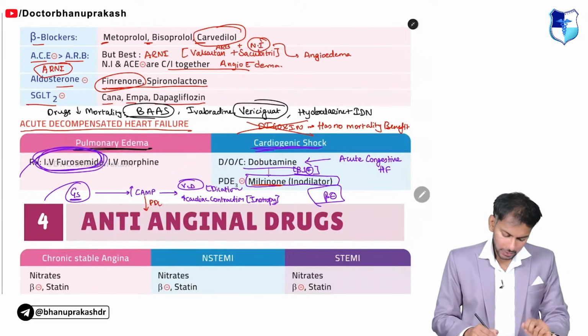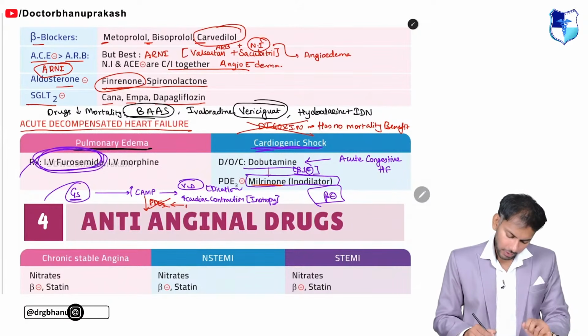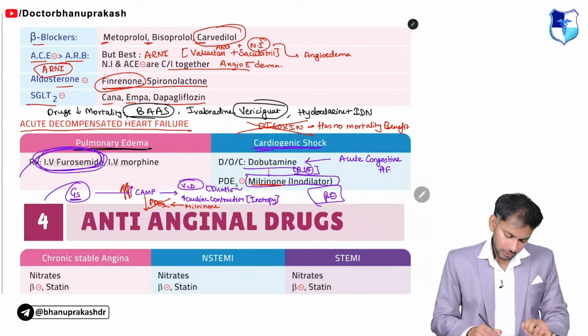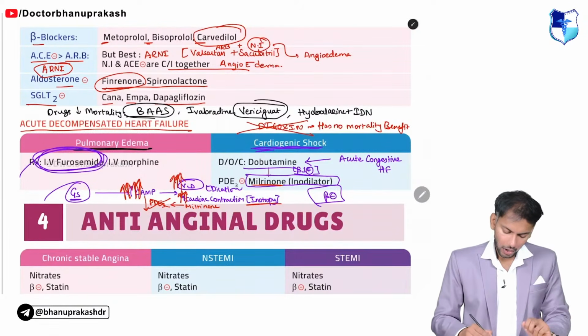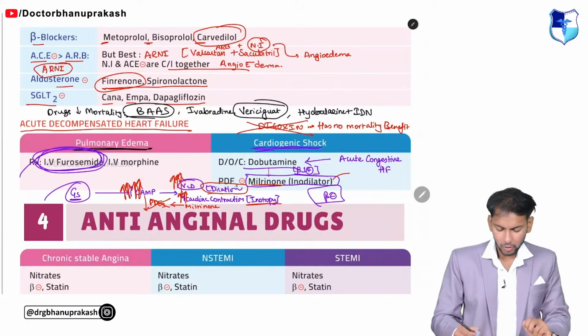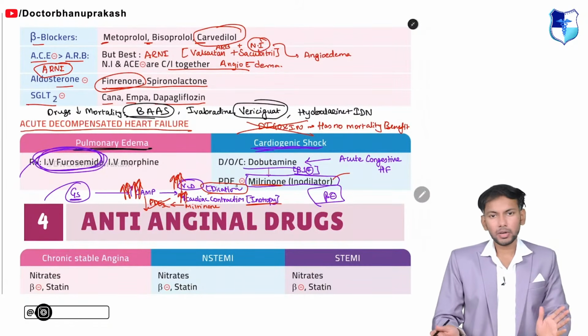Cyclic AMP is metabolized by PDE3. Now, if you block this PDE3 by giving milrinone, this cyclic AMP will increase. When the cyclic AMP increases, cardiac contraction will increase, vasodilation will increase. So what will happen? Inodilation. That is why we call it an inodilator. Did you understand this much?